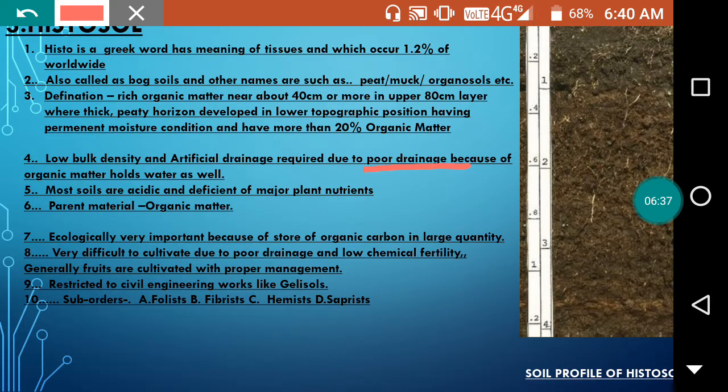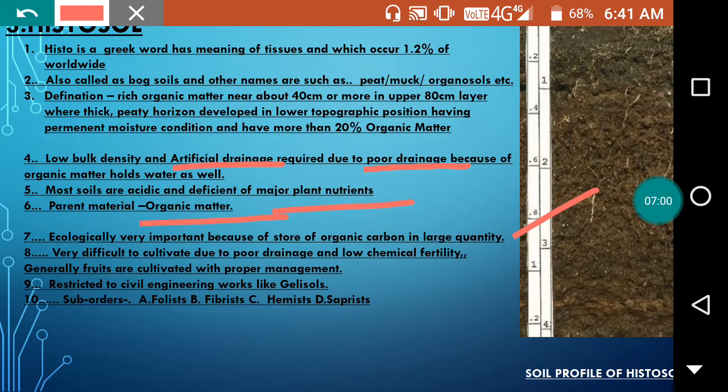See here, the organic matter is more than 20% and the organic matter holds the water too much, and that's why the drainage is not good. Therefore artificial drainage is required. And most of the soils are acidic and deficient in major plant nutrients, and the parent material is that organic matter, and ecologically very important because it stores organic carbon. That's why it is economically very important.